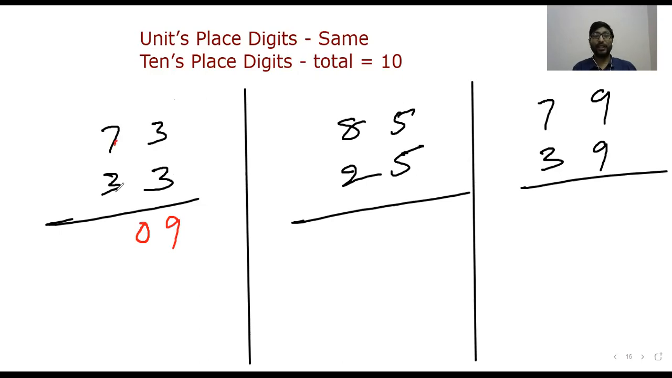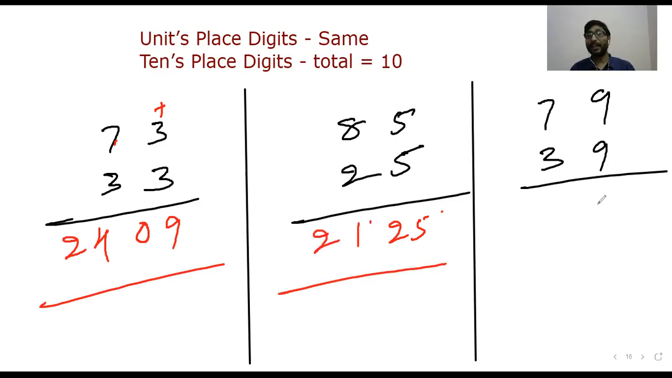3 3s are 09. 7 3s are 21, plus 3 is 24. That's it. 5 5s are 25. 8 2s are 16. 16 plus 5 is 21. 9 9s are 81. 7 3s are 21. 21 plus 9 is 30. 3081.